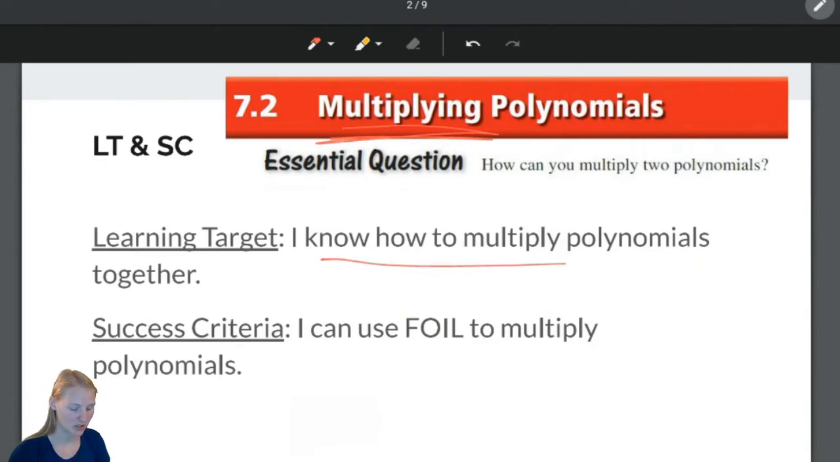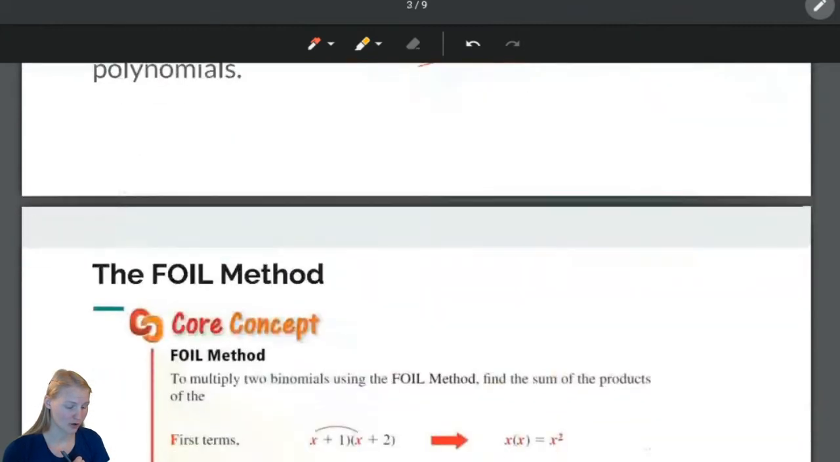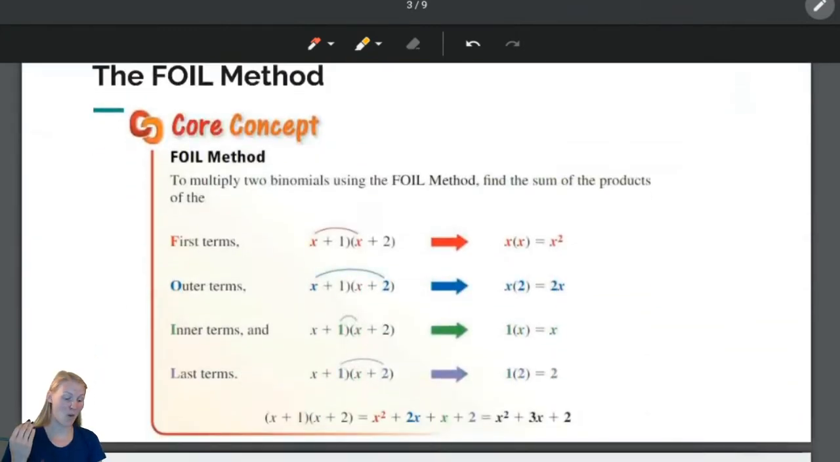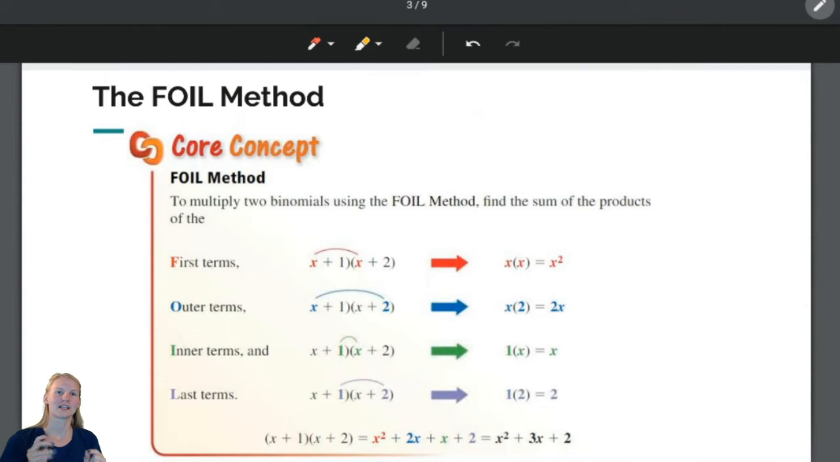The success criteria is that you can use FOIL, F-O-I-L, to multiply polynomials. Now I know you might be thinking, foil? What, like aluminum foil? Like in my kitchen? No, not aluminum foil. FOIL is a method to multiply polynomials, which we are going to learn right now. FOIL is an acronym. It stands for something.